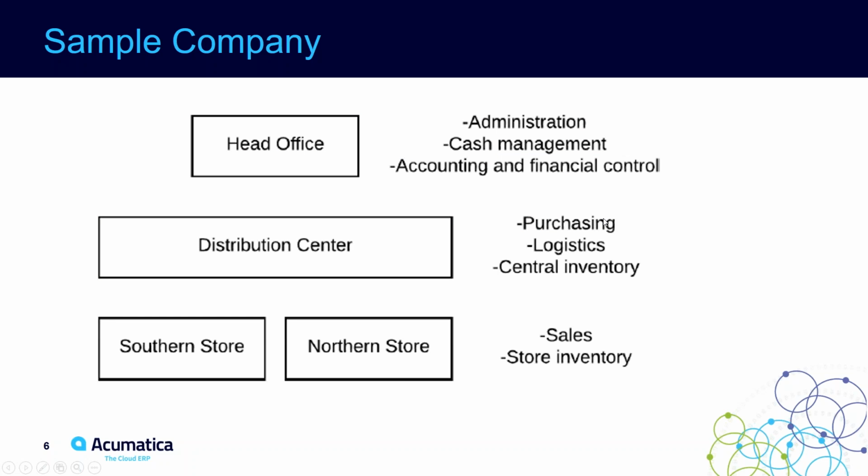Okay, so let's start with the scenario that we are going to work during this week. We have a sample company that is defined as a head office. The head office has the administration area, the cash management, and the accounting and financial control. We have the distribution center that covers all the purchasing, all the logistics, and it has the main or central inventory. And also we have two stores, one on the south and one on the north. These stores are mostly for sales and store some inventory. This is the scenario. This is my company.